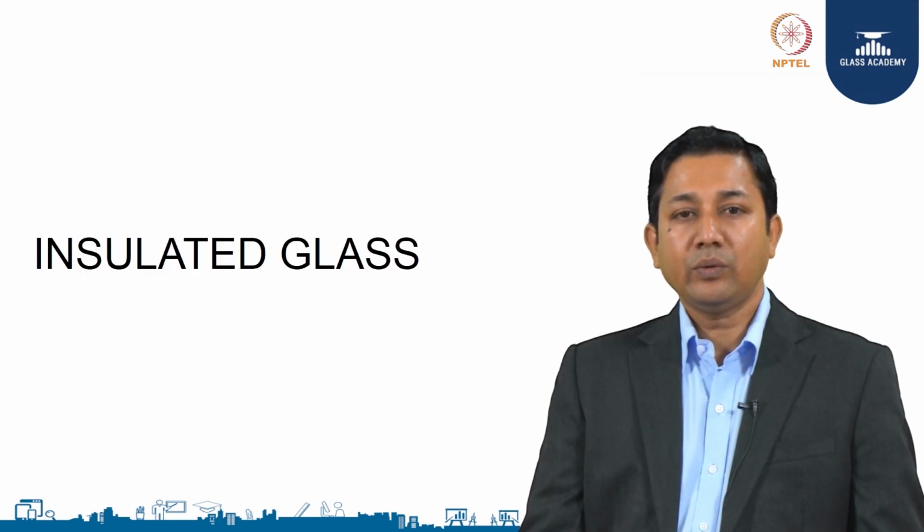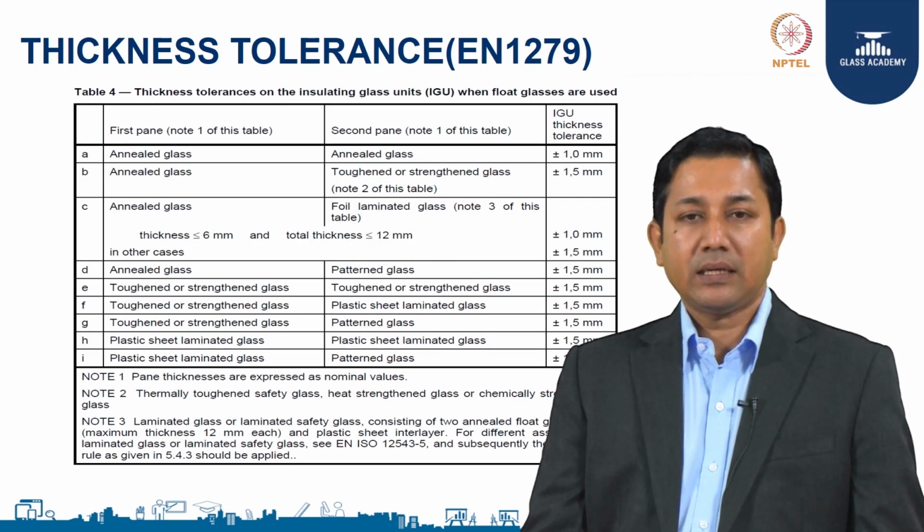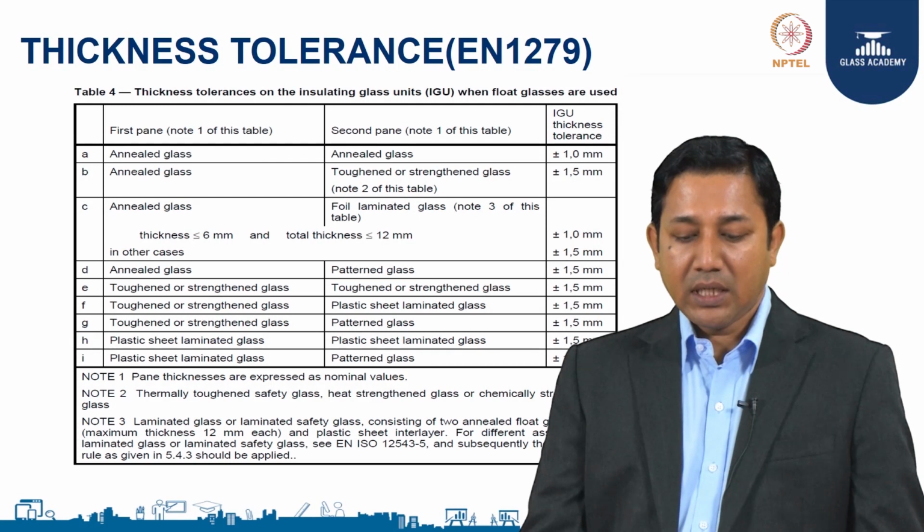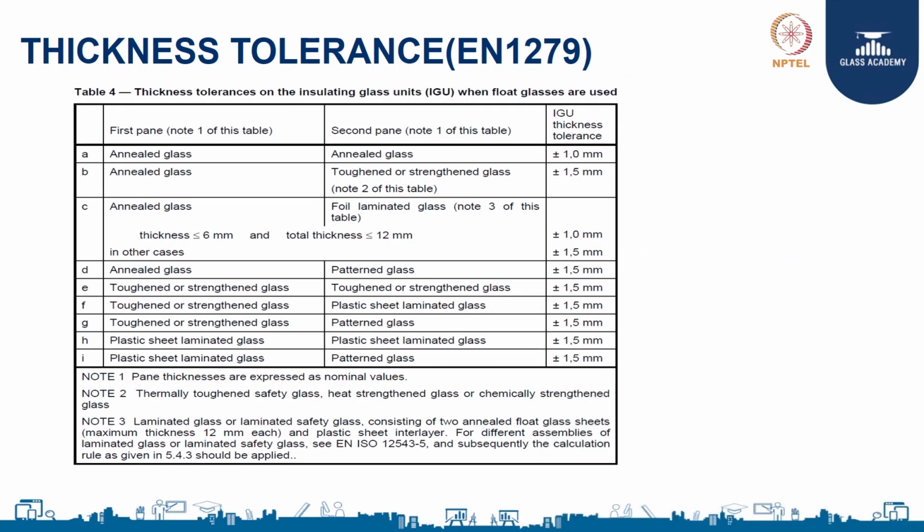Now, we will be going through insulated glass standards. For insulated glasses, the standard is EN 1279. It gives some thickness tolerances for the insulated glasses. If both the glasses are annealed and there is an air gap, a thickness tolerance of plus or minus 1 millimeter is acceptable. If one of the panes is annealed and the other glass pane is toughened or heat strengthened, there is a dimensional, thickness tolerance of 1.5 millimeter acceptable. Similarly, for the other combinations it is mentioned in the table.